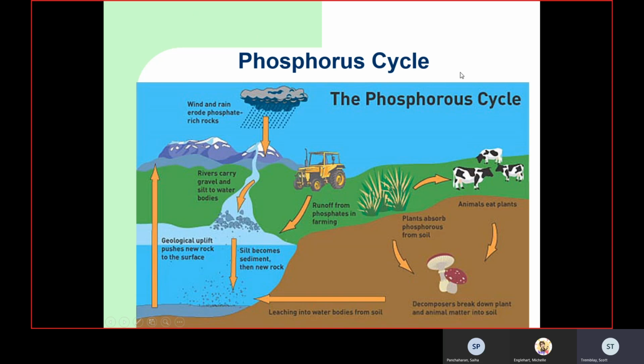So phosphorus is mostly stored in our rocks, right? It gets into the oceans or water by decaying rocks, through erosion, by rain. Now, you notice we don't have phosphorus in the atmosphere. That would be absolutely frightening if we did.